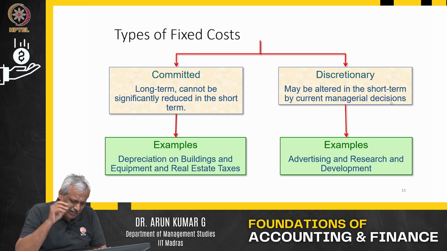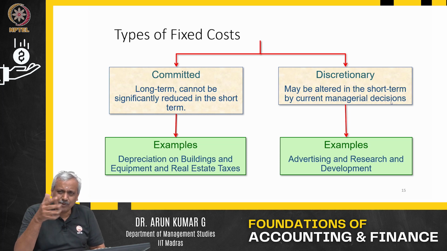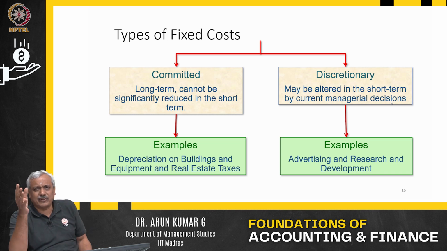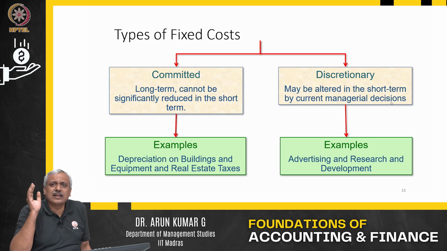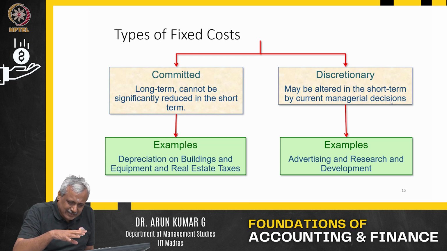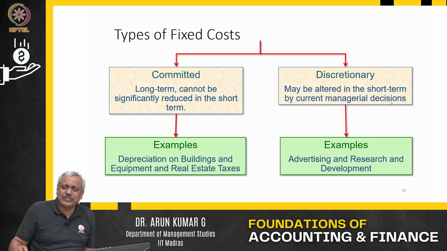Whereas rent for the shop floor, depreciation on the building, and depreciation on the machinery are committed. The day I bought the machinery, I committed to depreciation on that machinery. So these are what we call committed fixed costs.